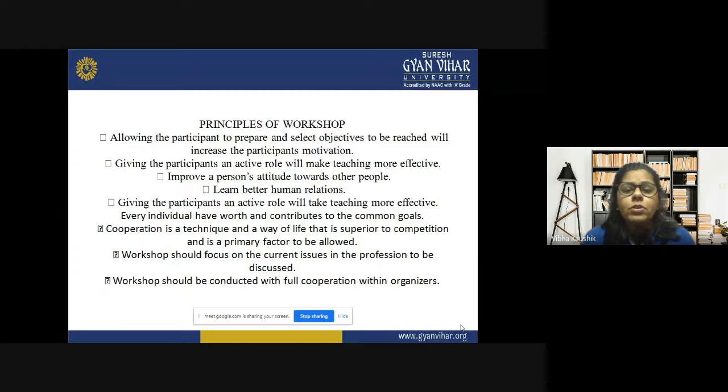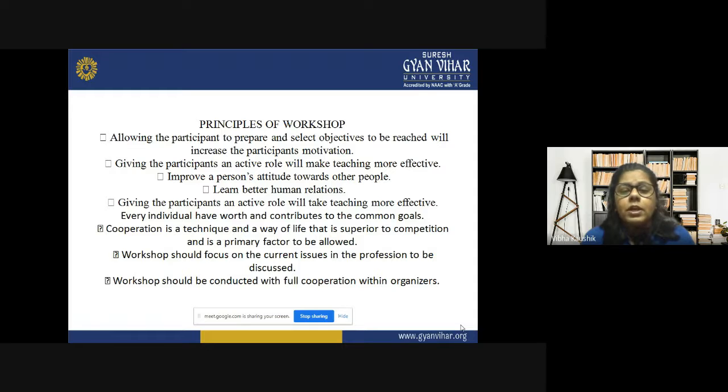Workshop should focus on the current issues in the profession to be discussed. Now, on which topic should the workshop be organized? The workshop should focus on and give importance to the current issues that are relevant to the current situation. Current issues in the profession, it might be the teaching profession, the engineering profession, the law profession, any profession, but they have to select a problem and focus the workshop on the current issues in the profession to be discussed.